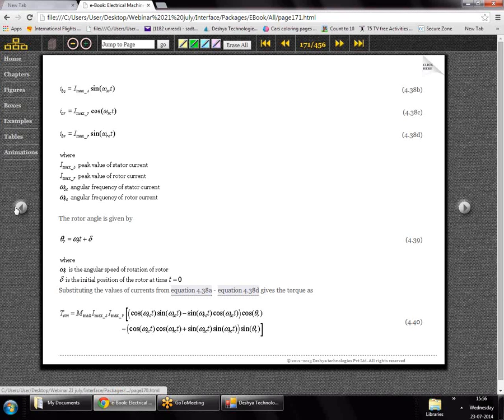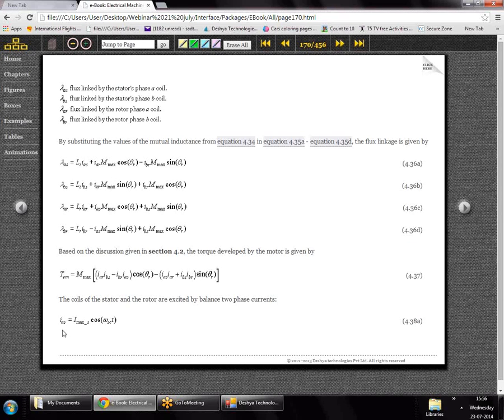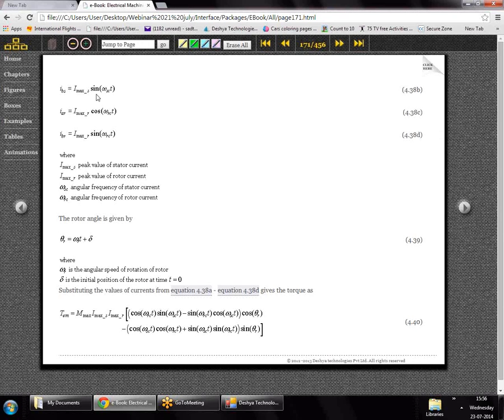And if we look very carefully, the currents given to the phase A and B of the stator are displaced by 90 degrees in time, because phase A gets a cosine current whereas phase B of the stator gets a sine current. Similarly, the phase A and phase B currents of the rotor are displaced by 90 degrees. Phase A current of the rotor is cosine in nature and phase B current of the rotor is sinusoidal in nature. So these are all displaced by 90 degrees in time.